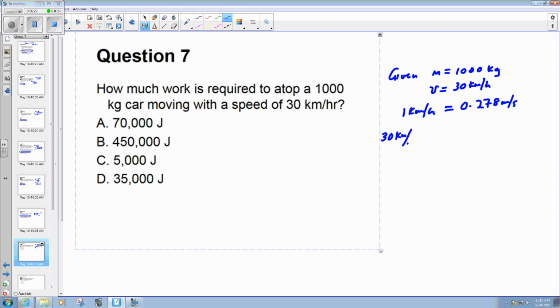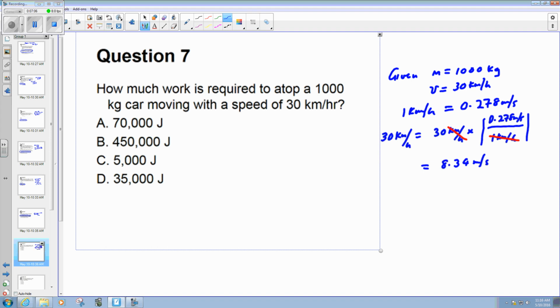This is equal to 30 kilometers per hour times a conversion factor. Our conversion factor will be 0.278 meters per second and 1 kilometer per hour, arranged in such a way that we can cancel the kilometer per hour. And if we do that, our answer will end up to be 8.34 meters per second.